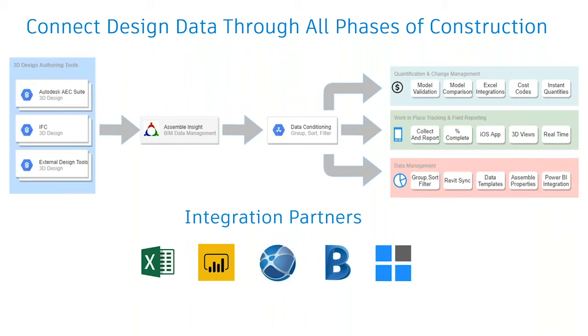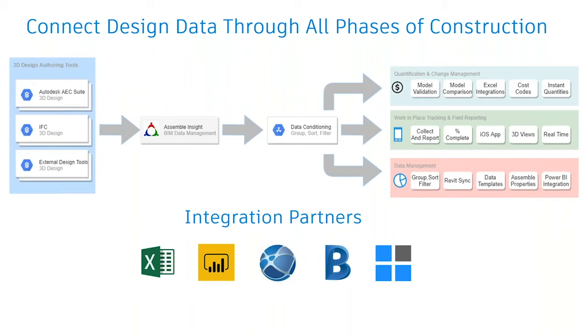And finally, we look at data management, a much more complex and higher level conversation, but the ability to group, sort, and filter any data that exists in that Revit model. The ability to populate and push data back into Revit. We look at data templates and assemble properties, which I talked about in terms of conditioning. And then we look at our first integration we'll talk about, which is the Power BI integration.